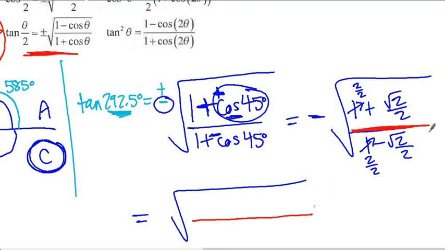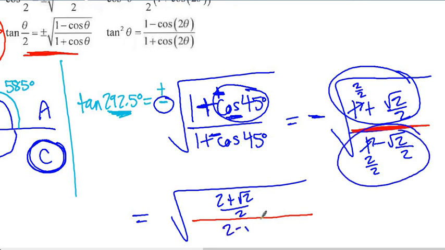So this fraction bar is right here. The top, when we combine these, is going to be 2 plus root 2 over 2. And the bottom is going to be 2 minus root 2 over 2. If you multiply by the reciprocal of the bottom, these 2's will end up canceling each other out. So we're left with the following.